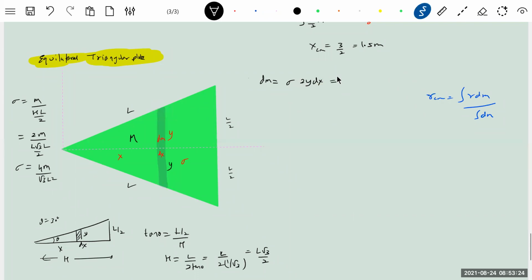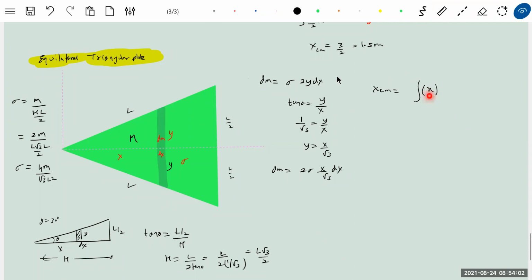This is about dm, but we don't know y and x, so many things are there. So let me take help of this triangle. Tan theta equals y by x. What is tan theta? 1 by root 3. Substitute them all: dm is 2 sigma x by root 3 dx. Then we'll take help of our formula, xcm equals x into dm by dm.